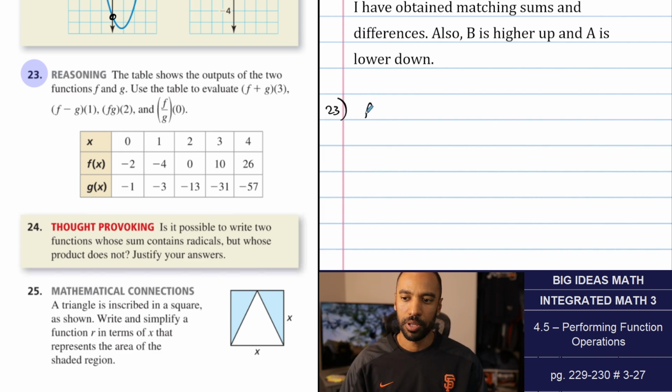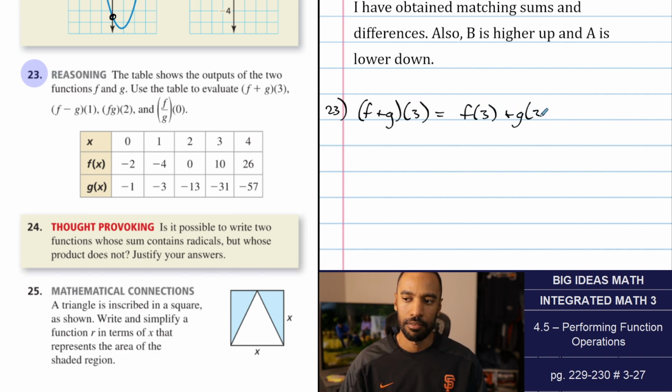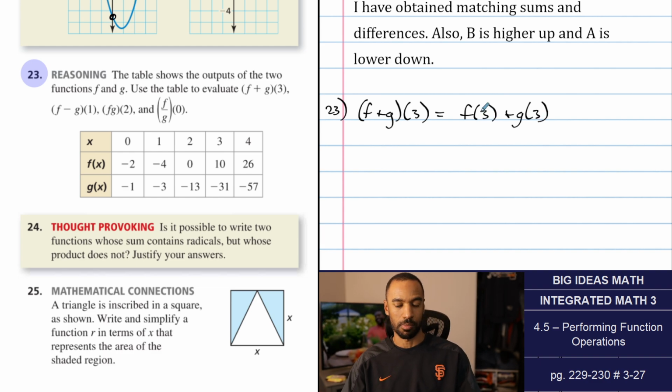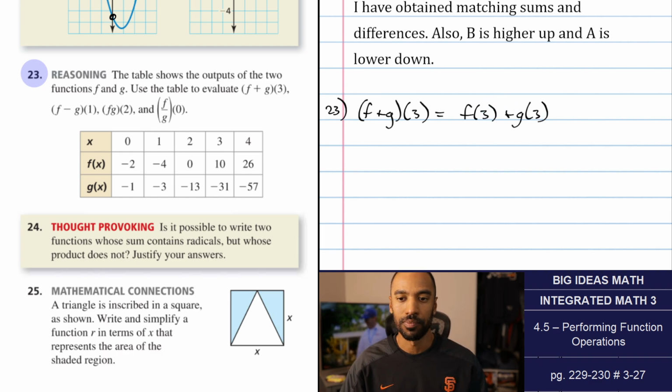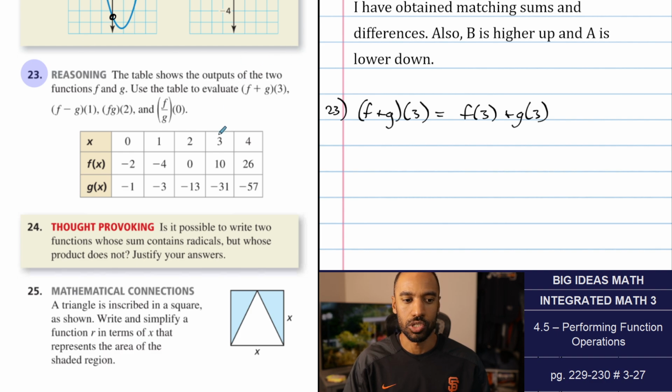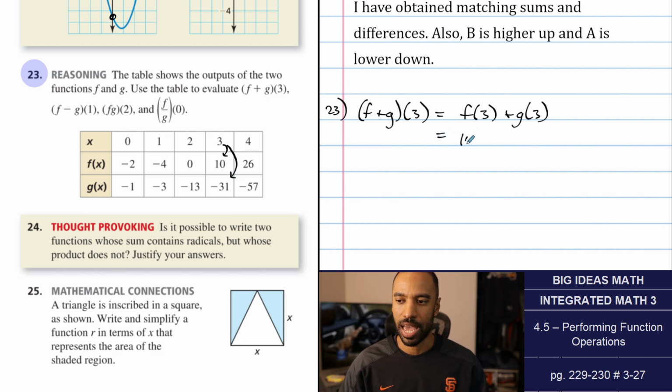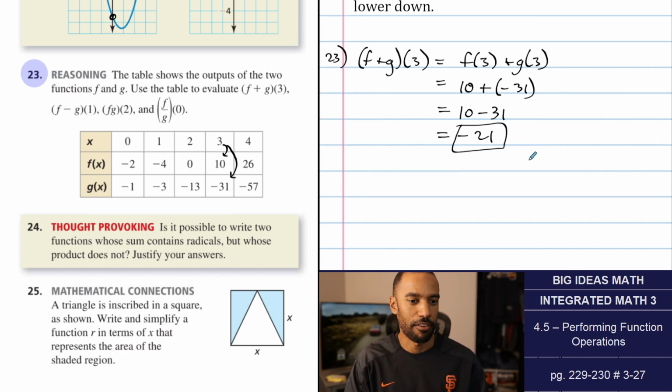So when we do f plus g of 3, that is f of 3 plus g of 3. I want to remind you what function notation means: substitute x, get out a y. So they're saying, what is the y when x is 3 for both things? When x is 3, this y is 10, and this y is negative 31. So we're doing 10 plus negative 31, or 10 minus 31, which is negative 21. That's f plus g of 3.